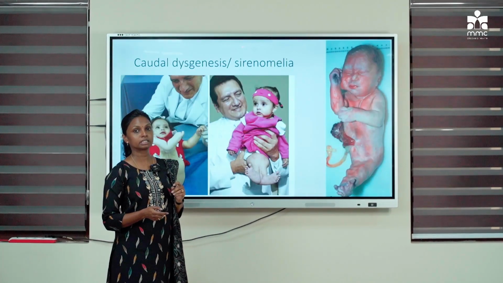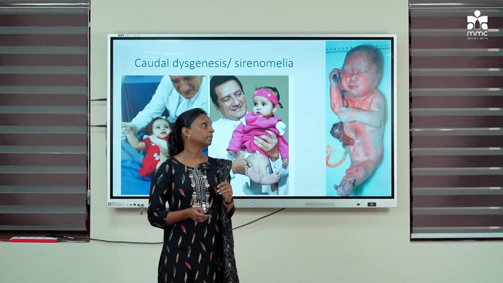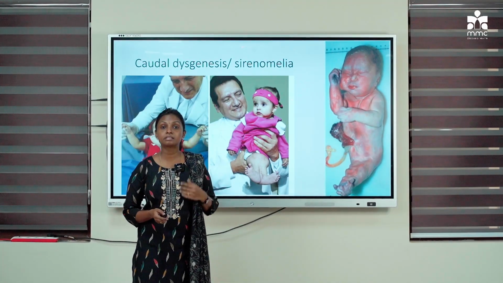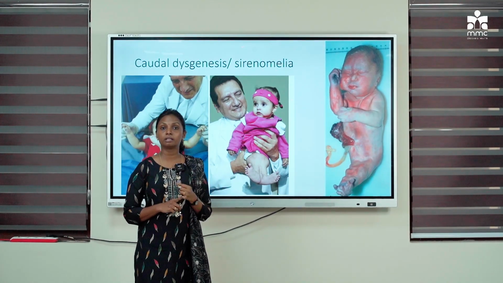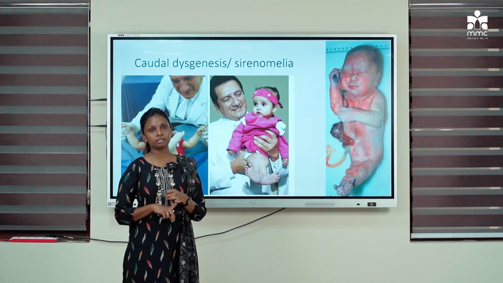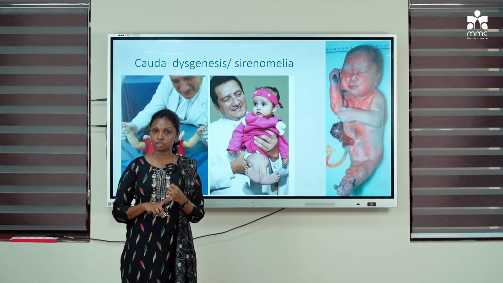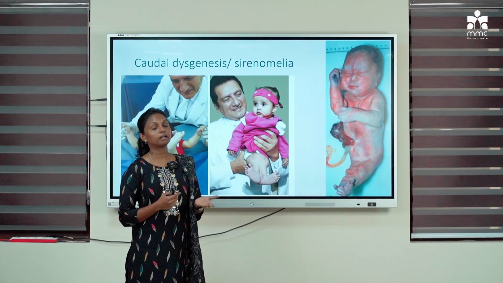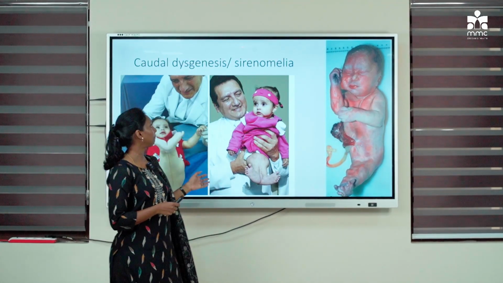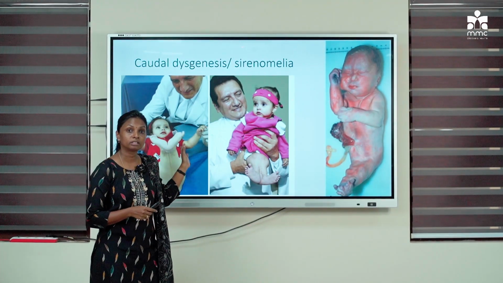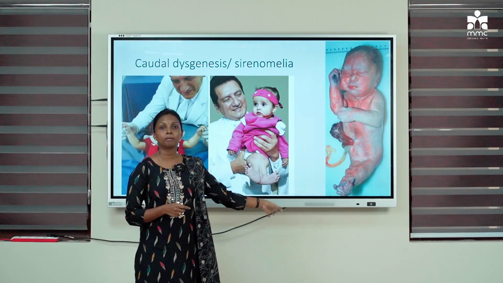There is one more condition due to a defect in gastrulation. Okay, that condition is called caudal dysgenesis, or sirenomelia. This condition can occur in a mother who has maternal diabetes or any toxic insult to the mother during the third week of intrauterine life, or any genetic abnormalities can also give rise to this condition. So, what has happened here? This condition is also called mermaid baby. So, as you can see in the picture, the baby looks like a mermaid.